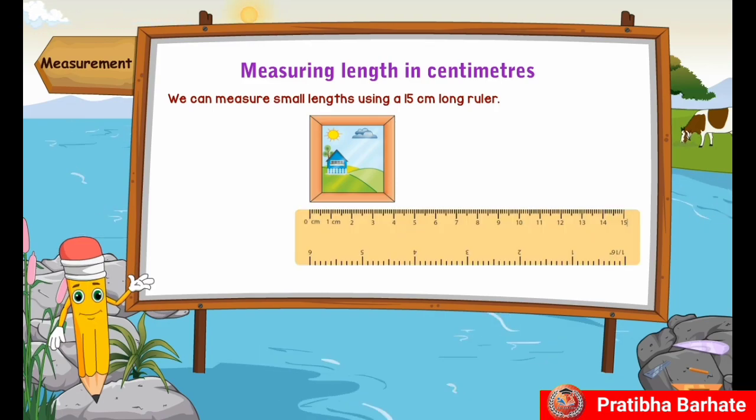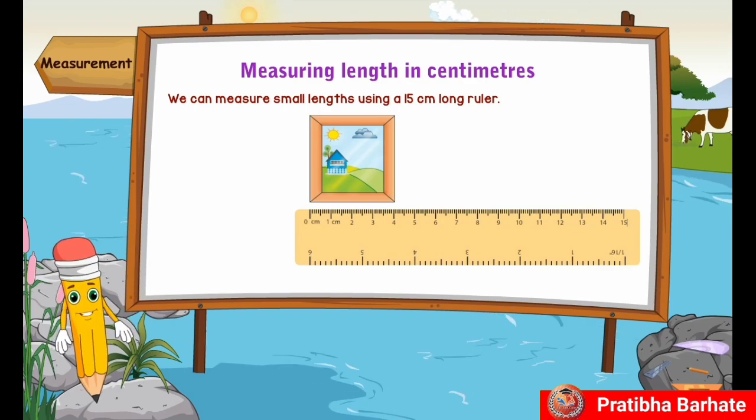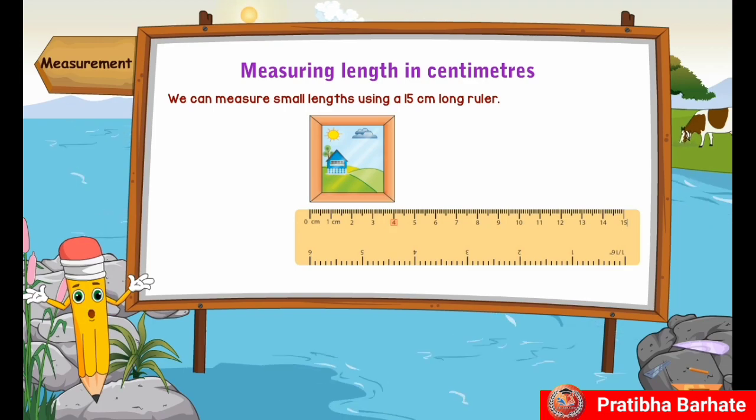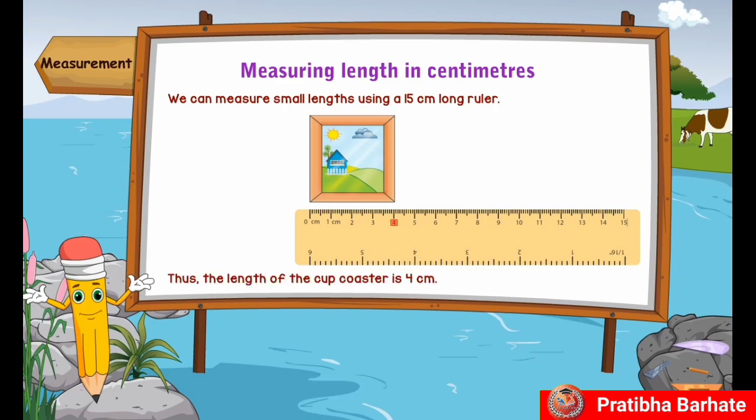Step 1. Place the ruler along the edge of the coaster such that the 0 marking falls on one of its ends. Step 2. Read the marking on the ruler at the other end of the coaster. This gives the length of the coaster in centimeters. Thus, the length of the cup coaster is 4 centimeters.